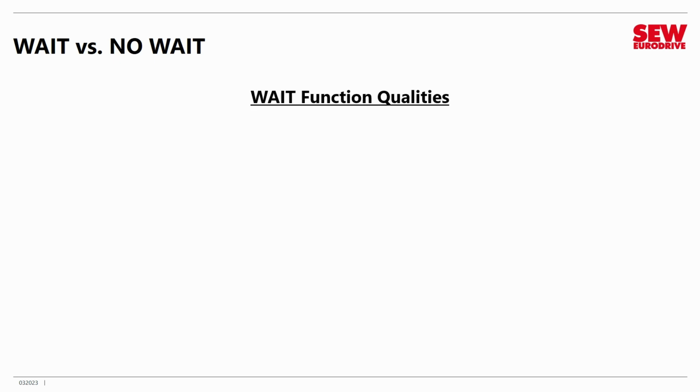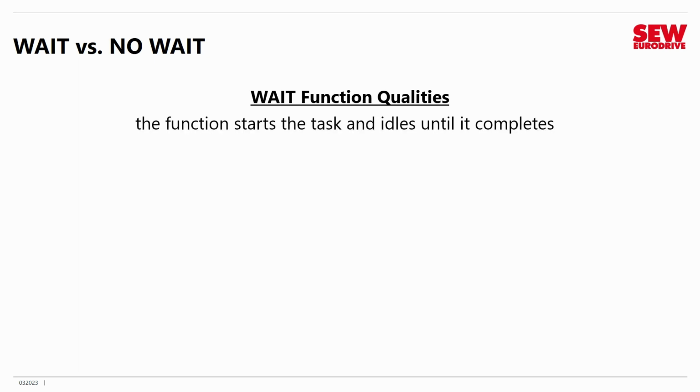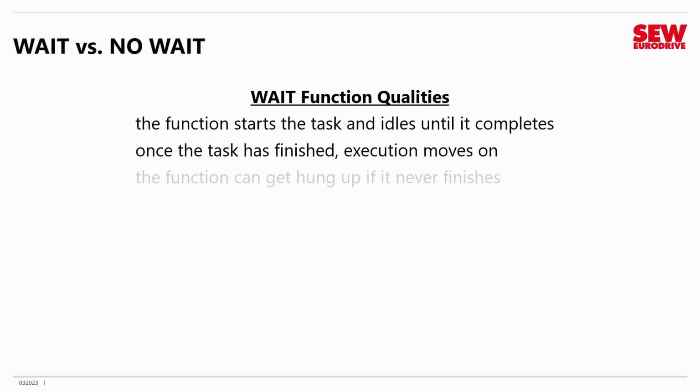How does a wait function behave? What are its qualities? The function starts the task and then it just idles until it completes. In other words, it doesn't move on to the next line of code. So the task is happening, but your code is basically hung until the function is finished, and then of course it moves on. Now sometimes this is desirable because it gives you very simple, easy to understand code.